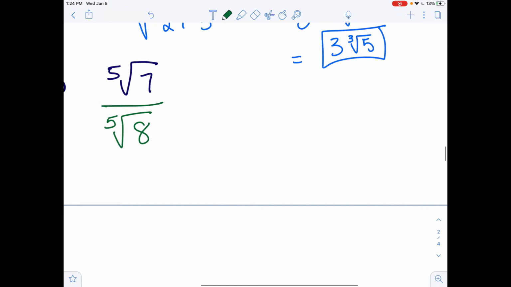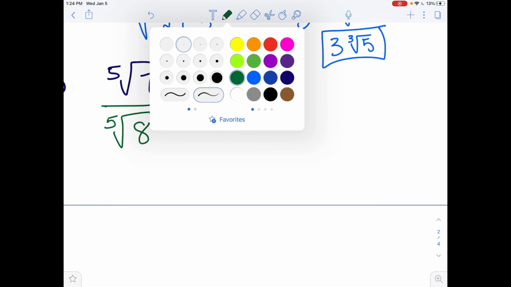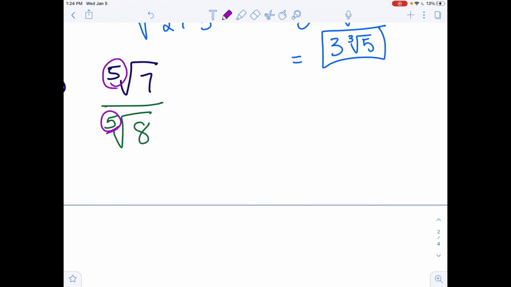So I've got the fifth root of 7 over the fifth root of 8. I notice that both of these have the same index, so I'm going to keep the index of the root and put this in here. This is not super helpful because 7/8, nothing multiplied times itself gives me 7/8. So what can I do to make this work? Keep in mind, I've got a fifth root. So I'm going to pull out my list of numbers to the fifth power and see what we get.